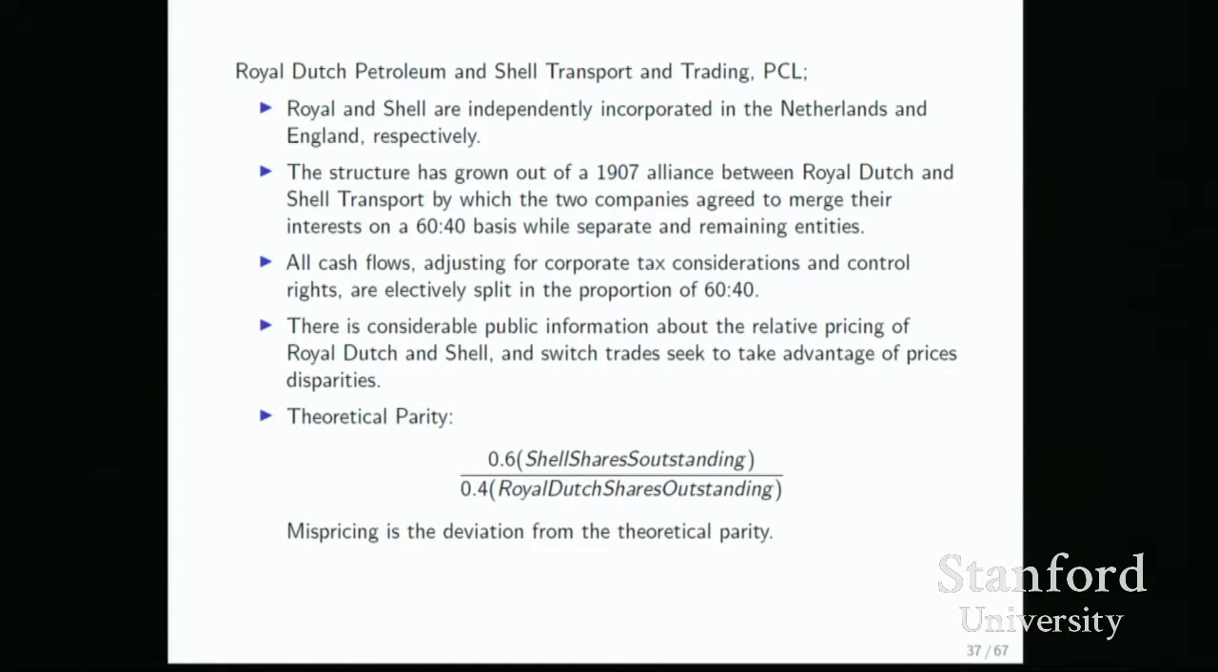Royal and Shell are independently incorporated in two different countries. And then there was a 1907 alliance, where they are supposed to merge their interests on a 60 to 40% basis, and all cash flows, adjusting for corporate tax considerations, are supposed to be split in the proportion 60 to 40, and there is considerable public information about the relative pricing. So that's how you do that.